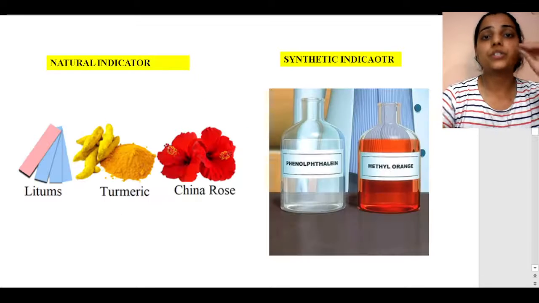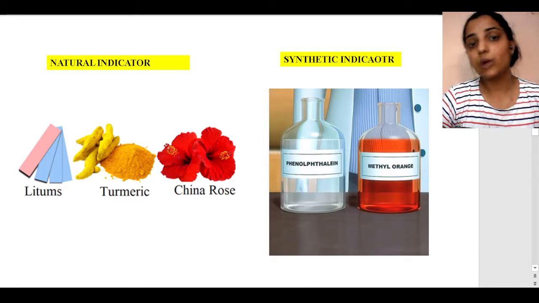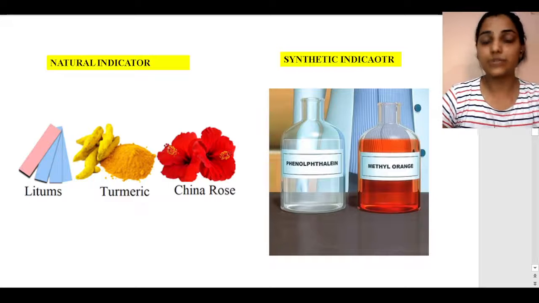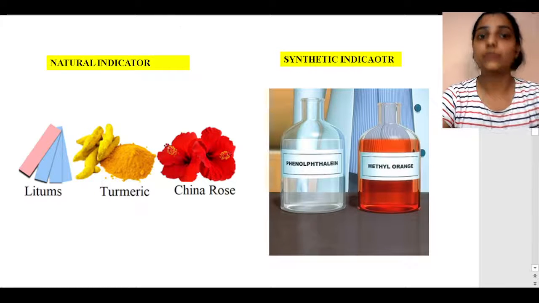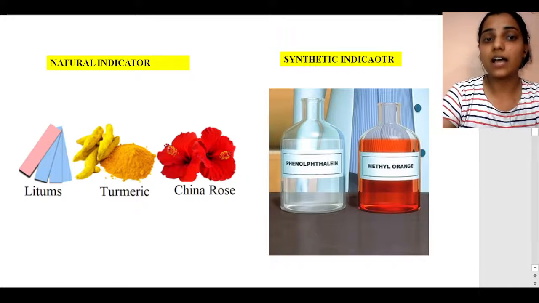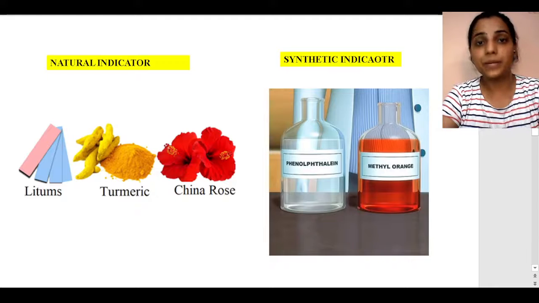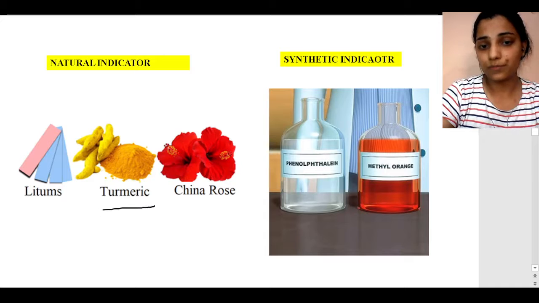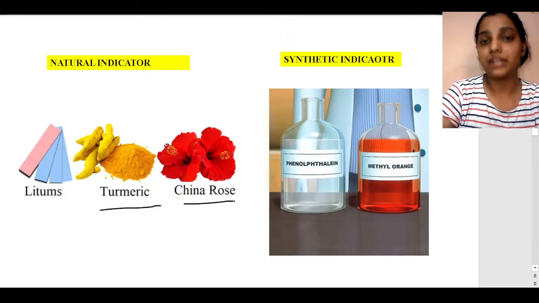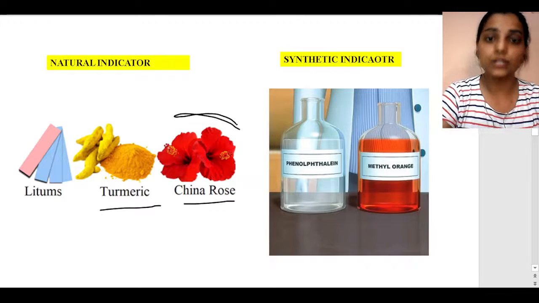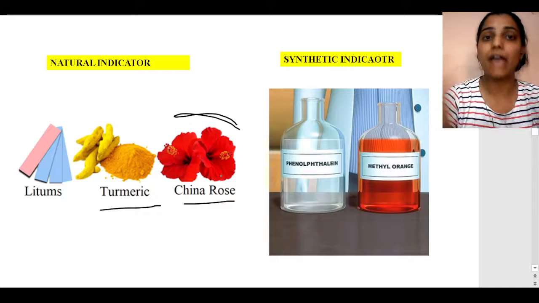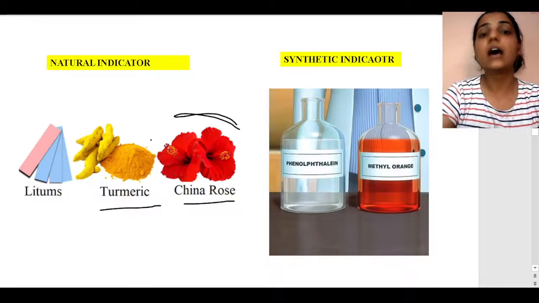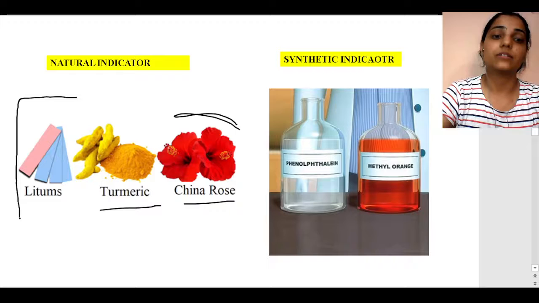So let's do a recap. We have discussed two kinds of indicators, natural and synthetic. The natural indicators are litmus paper, turmeric and China rose. Just add this one: we haven't discussed China rose as an indicator. This is also an indicator of acids and bases, and these are the natural indicators, right?